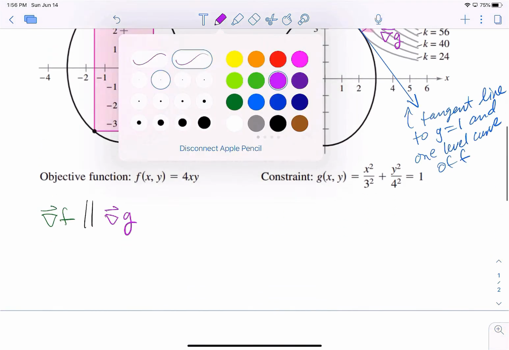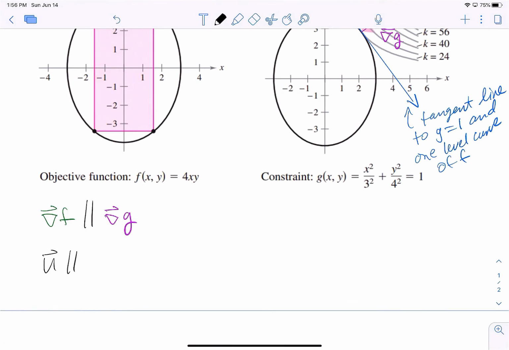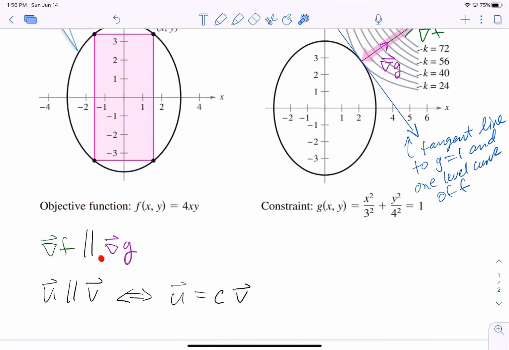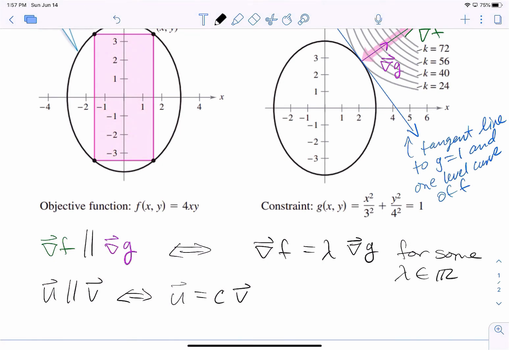In general, we can say that a vector u is parallel to v if and only if u is a scalar multiple of v, and so u equals cv. And here we have that del f is parallel to del g, and that is true if and only if del f is equal to lambda times del g for some real number lambda. That equation there, del f equals lambda del g, gives us the technique that we're going to use, believe it or not.